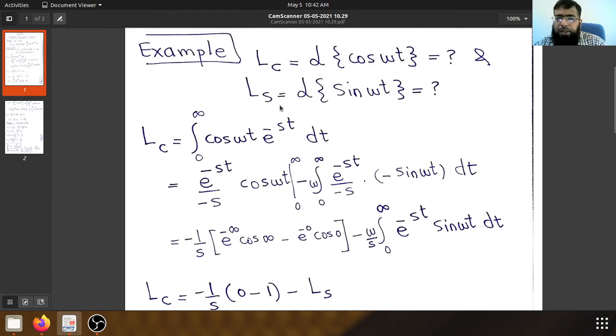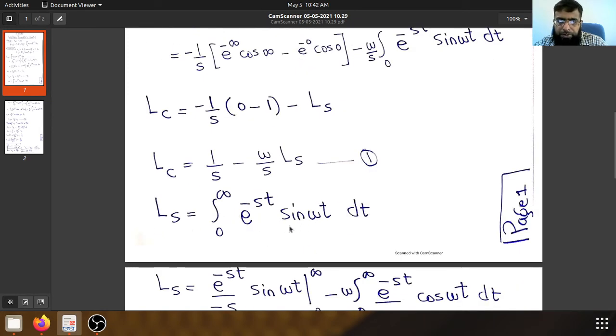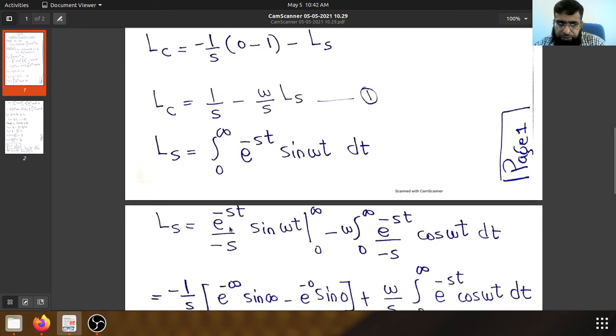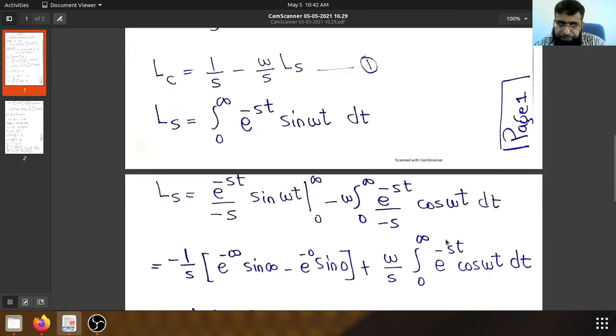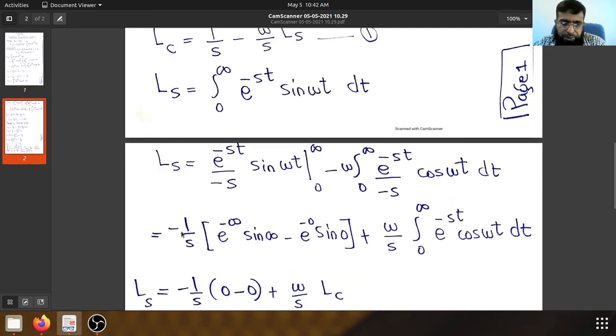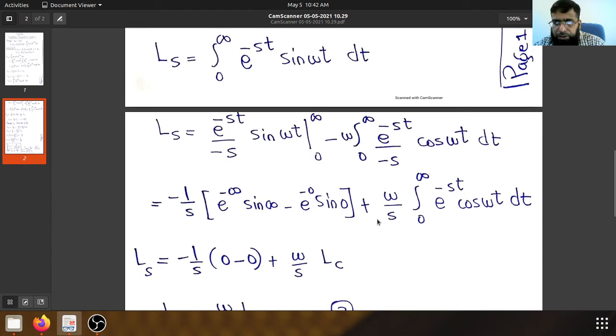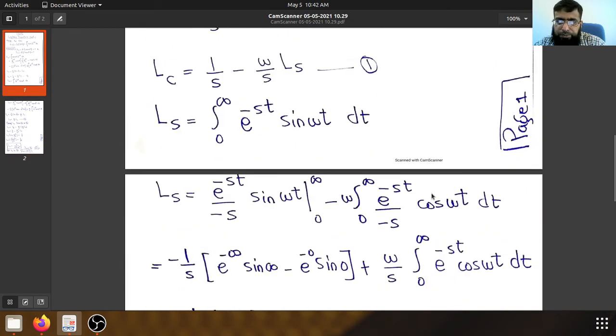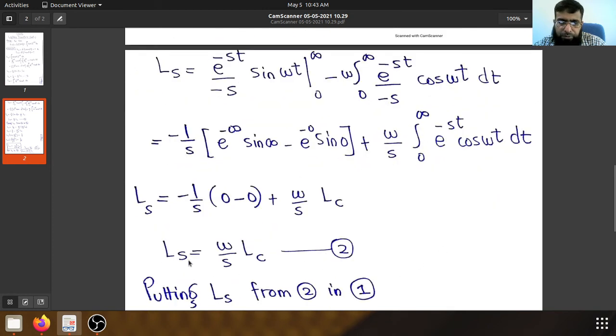Let's solve this integral then. LS is the Laplace transform of sine omega t, so e to the minus st sine omega t, and then we apply integration by parts. The first function is integrated, the second function is written as such, applying limits, minus the integral of the first function integral, and the second function is differentiated. Sine omega t, when differentiated with respect to t, is omega cos omega t, and omega is taken out of the integral because it's not a function of t. Now put the limits. e to the minus infinity is 0 and sine of 0 is 0, so we have 0 minus 0, which is 0, plus omega over s. The minus and minus become plus, and this integral is LC. So this integral is replaced with LC. The first part becomes 0, so LS is omega over s times LC. This is our equation number 2.